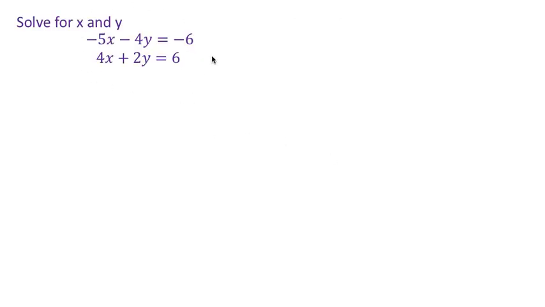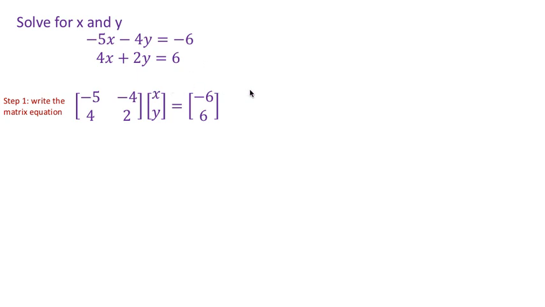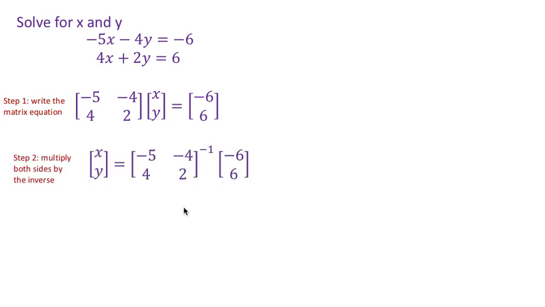Okay, here's our system of equations. Let's rewrite that as a matrix equation. And look, it works, right? Minus 5 times x plus negative 4 times y equals negative 6. 4 times x plus 2 times y equals 6. It's the row times column system for multiplying. So rewriting as a matrix equation, simple step, as long as everything's in the same order here, x, y. Simple step. Okay, step 2, take the inverse.